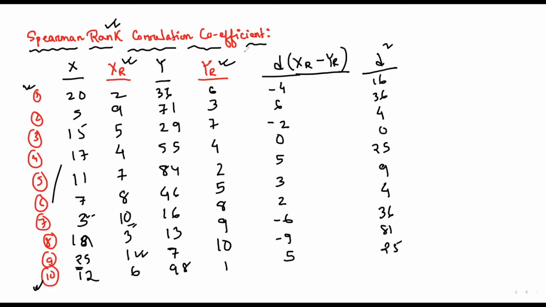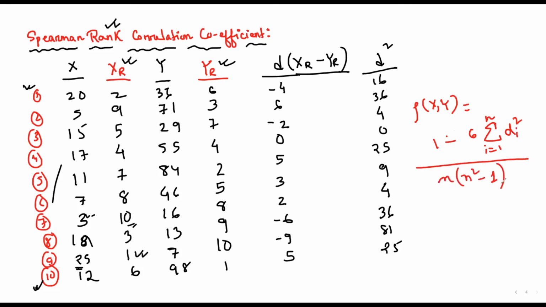Now let me give you the formula for Spearman rank. The formula for Spearman rank is rho of X and Y is equal to 1 minus 6 times the summation of i equals 1 to n of d_i square, divided by n times n square minus 1.